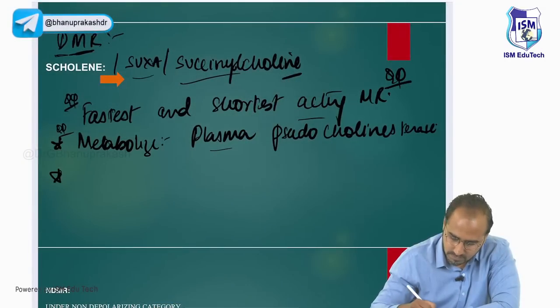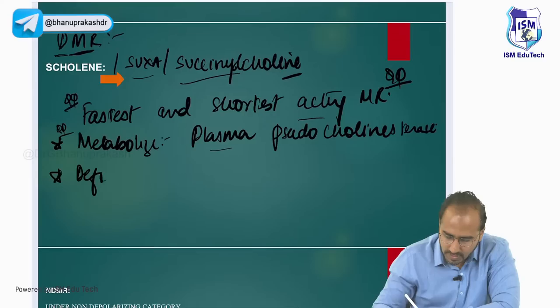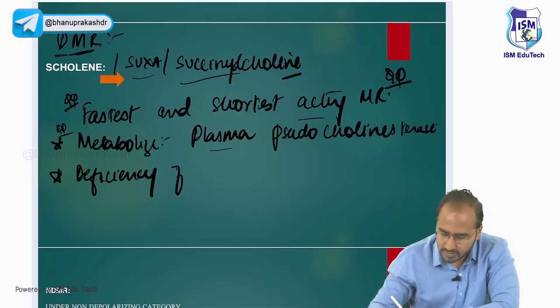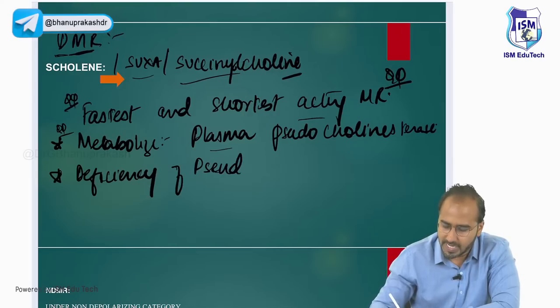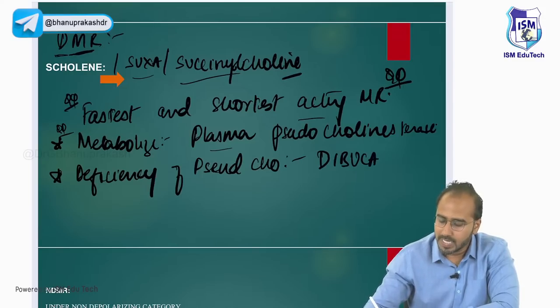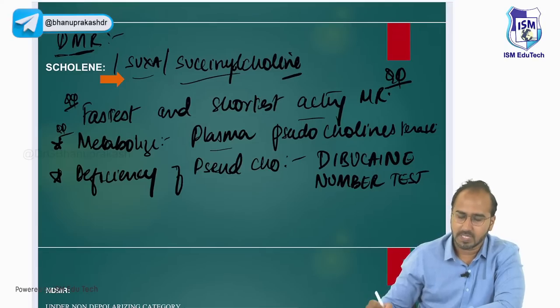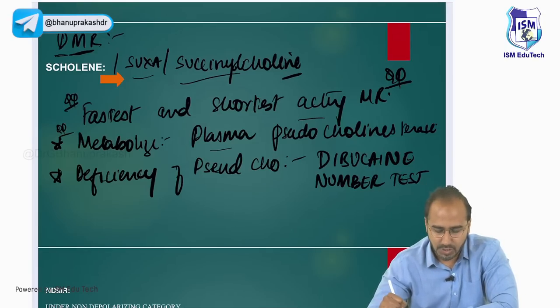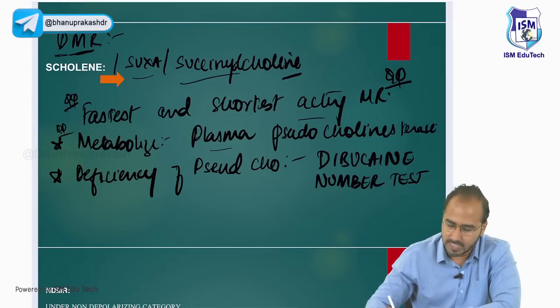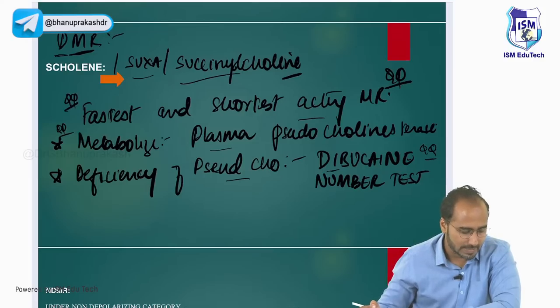How will you diagnose this deficiency, guys? Pseudocholinesterase deficiency can be diagnosed by a test called the dibucaine number test. So remember, succinylcholine is regarded as the fastest and shortest acting, metabolized by plasma pseudocholinesterase, and deficiency of pseudocholinesterase can be diagnosed by the dibucaine number test.